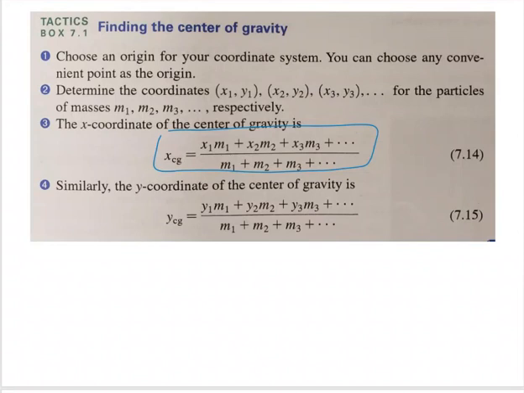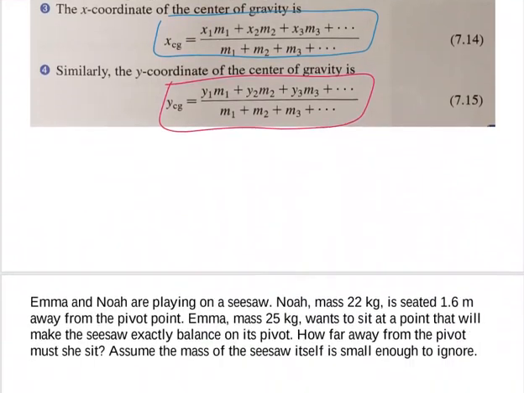The y coordinate for the center of gravity in the y direction is y1 m1 plus y2 m2 plus y3 m3, and so on, all divided by the sum of the masses for the y's. So now, can you have a center of gravity in both dimensions? Yes. You'll have an x coordinate for the center of gravity and a y coordinate for the center of gravity. And then that will put you in space somewhere on the coordinate plane. And then boom, there's your center of gravity. Good with that? Yep. All right.